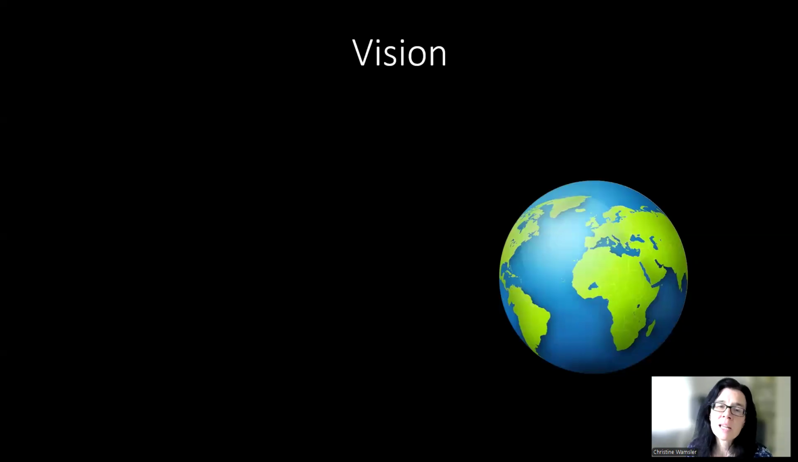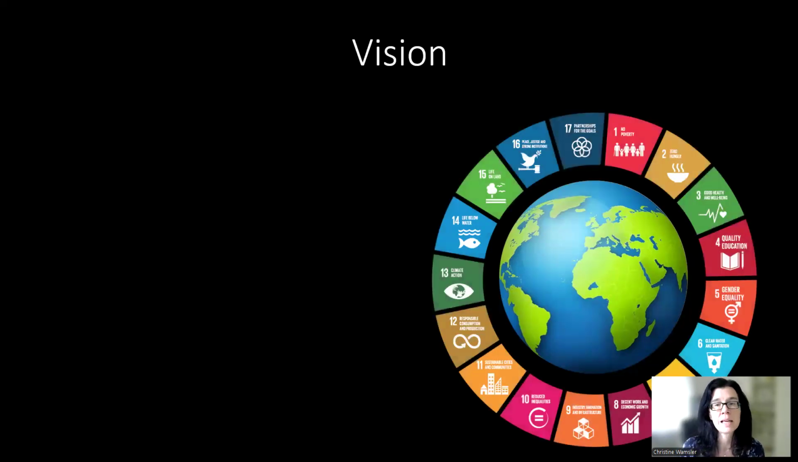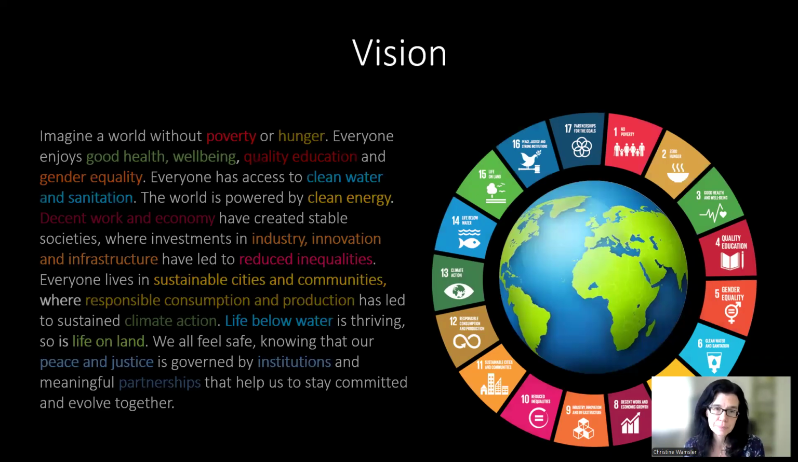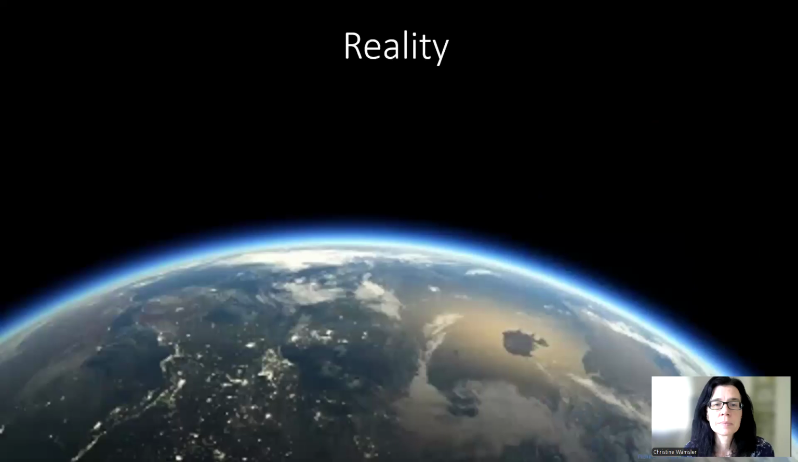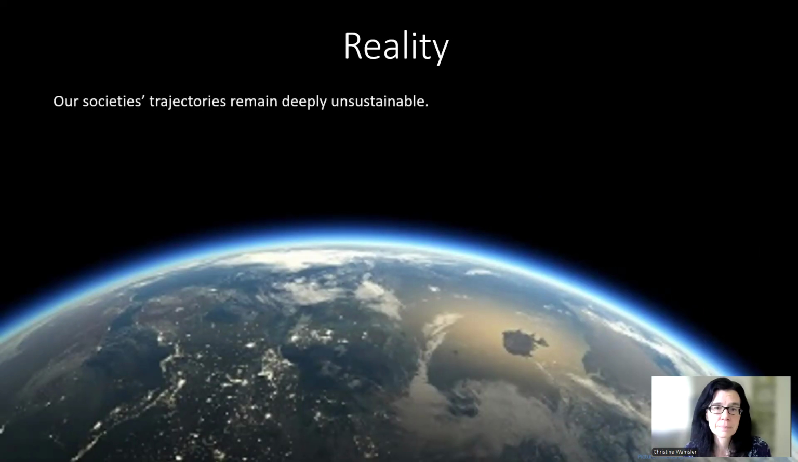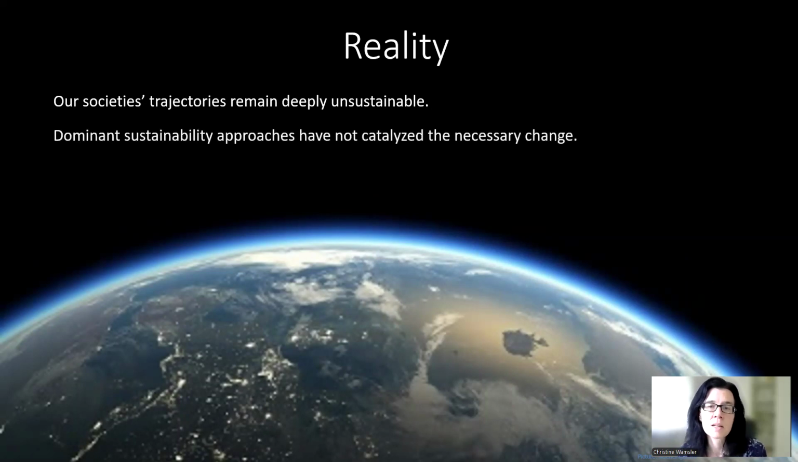What I have briefly summarized in our short contemplation are the SDGs, the 17 development goals that world leaders agreed on in 2015 and that we committed to reach by 2030. It's a beautiful vision and something that is definitely worth working for. But unfortunately, our reality looks different. In fact, our society's trajectories remain deeply unsustainable. It is clear that our dominant sustainability approaches have not catalyzed the necessary change.